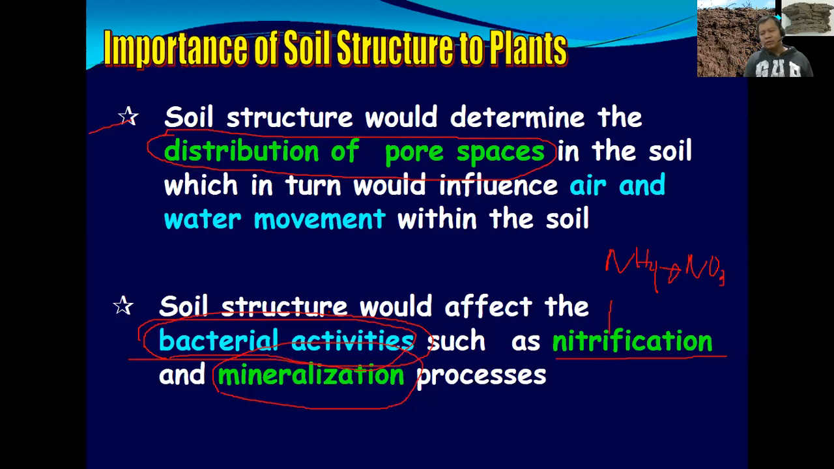We also classify soil structure based on shape. We have the blocky, the angular, the columnar, the platy, and the prismatic. We also discussed classification based on size: fine, very fine, and medium. And we also discussed durability, that is, grade. There are strong grade, weak grade, and moderate grade soil structure. That's how we describe soil structure. We also discussed the importance of soil structure to plants in terms of distribution of pore space, air and water movement, and bacterial activities. So that's it for our soil structure.